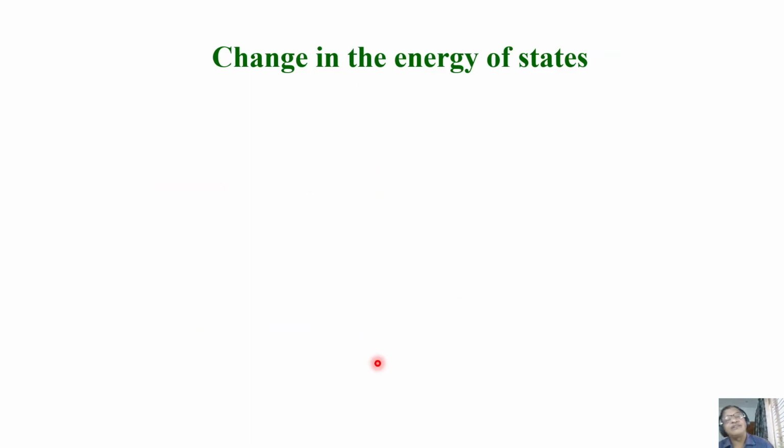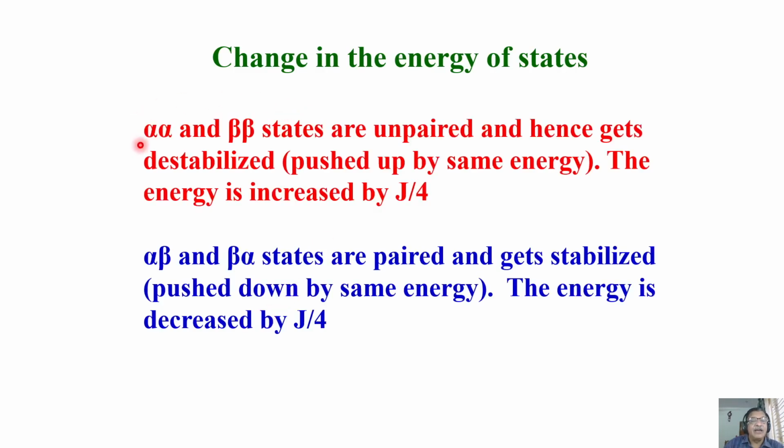Now, because of this, there is a change in the energy of the states. Okay? When they are interacting, there is a change in the energy of the states. What is the change? Alpha alpha and beta beta are unpaired, and get destabilized. When they get destabilized, they push up by some energy. How much does it go up? It goes up by a factor of J by 4, where J is the interaction strength or coupling constant between A and X. So, by 1/4 of the coupling, they push up.